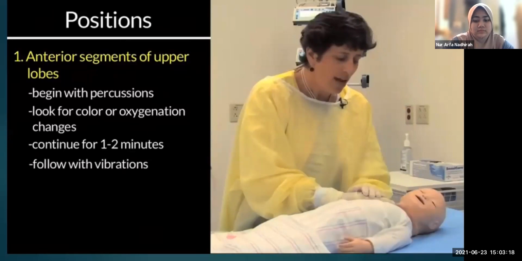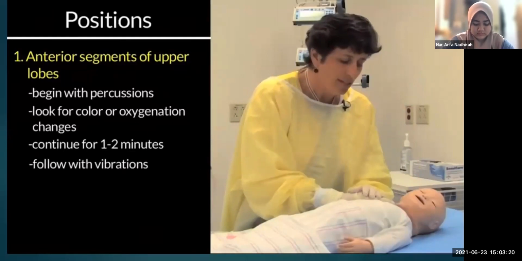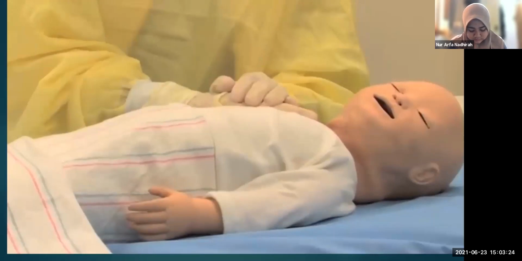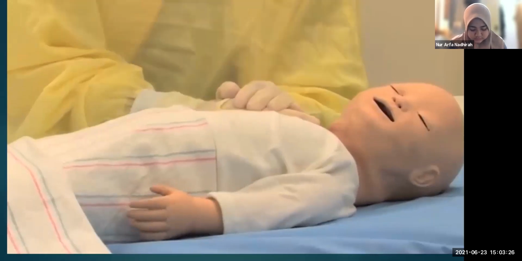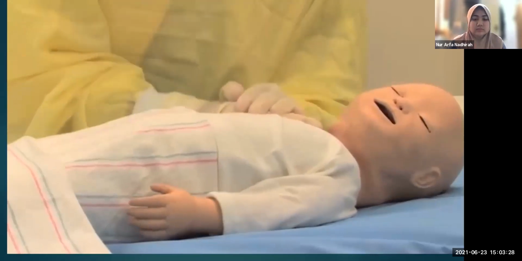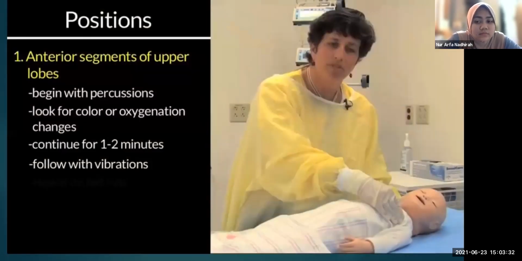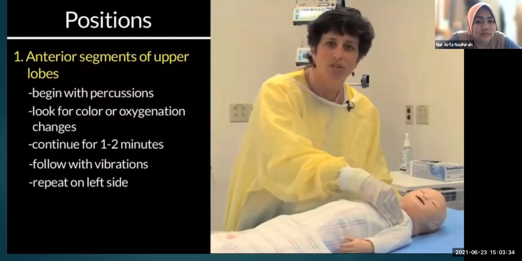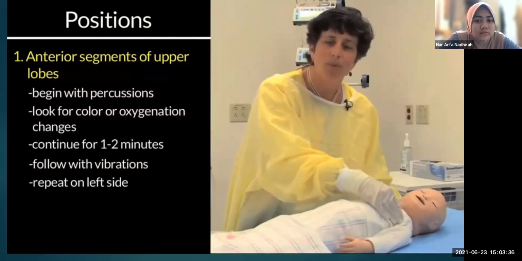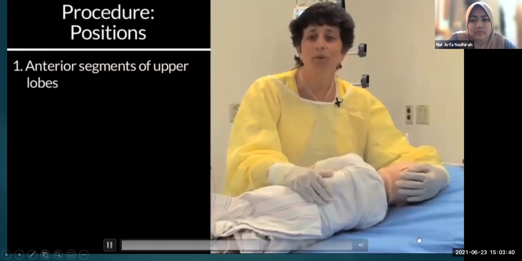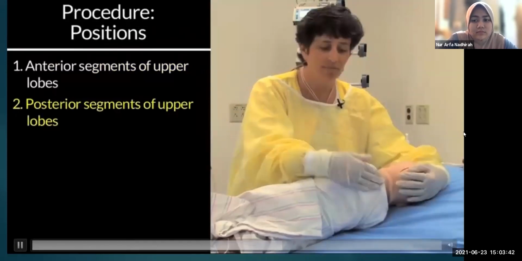I would wait for the patient to exhale and vibrate. You do that 3 or 4 times and see if you're starting to get any productive secretions from the patient. Then you would move on to the left side and continue to do that for 1 to 2 minutes as well. After finishing the anterior upper lobes, you want to move on to the posterior segments of the upper lobes as well.